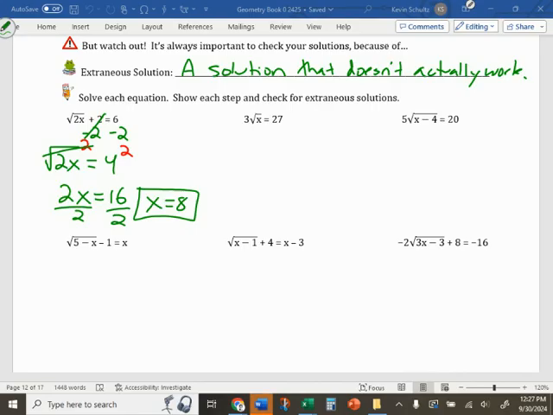Is this extraneous? If we plug in 8 to our original equation, is the square root of 2 times 8 plus 2 equal to 6? Well, yes. 2 times 8 is 16. The root of that is 4. 4 plus 2 equals 6. Yes, it checks out.